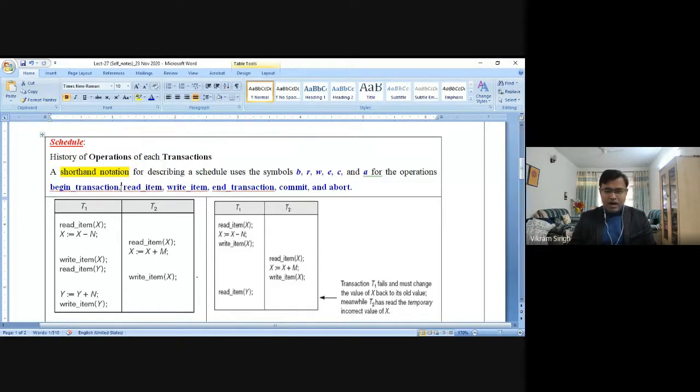Then we can have R for read item. So it is like R1X, right? Simply you can have W1X, means write of the first transaction. End of transaction will be like E1. So E1 indicates that transaction T1 has ended, all the operations have ended. Commit, you can write like C1. So C1 indicates that transaction T1 has been completed or committed. Or if you want to use abort, you can say A1. So A1 means transaction 1 has been aborted. Similarly, T2 indicates transaction 2.